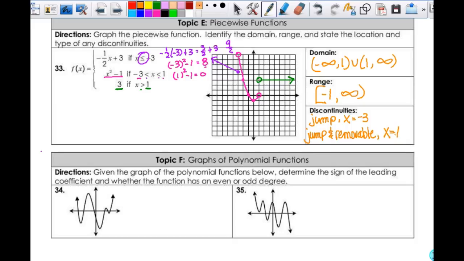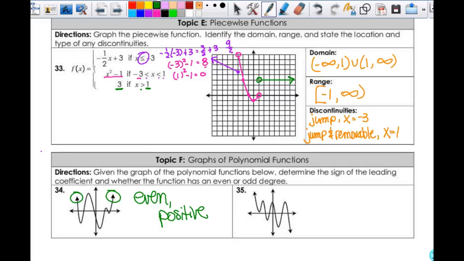So my graphs of polynomial functions says, given the graph of the polynomial functions below, determine the sign of the leading coefficient and whether the function has an even or odd degree. So I've got, it's up, up, which means it's going to be even. And since it's up, up, and not down, down, then it's going to be a positive leading coefficient.